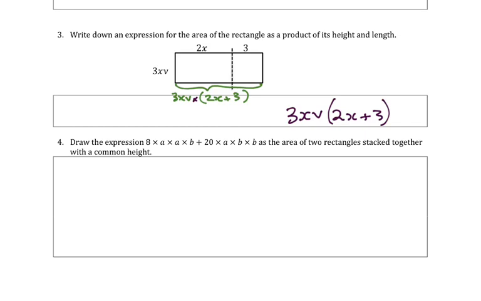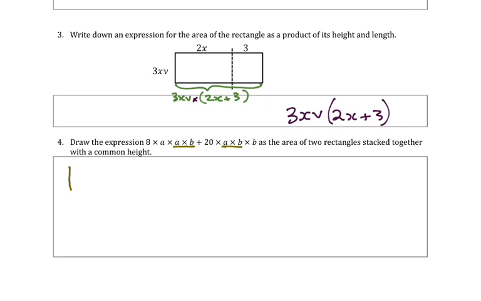Question 4. Draw the expression 8 times a times a times b plus 20a times b as the area of two rectangles stacked together with a common height. So you can do this in various ways. I'll look at a couple of them now. Okay, so to begin with, I'm going to underline the common factors, or some common factors between the two terms.